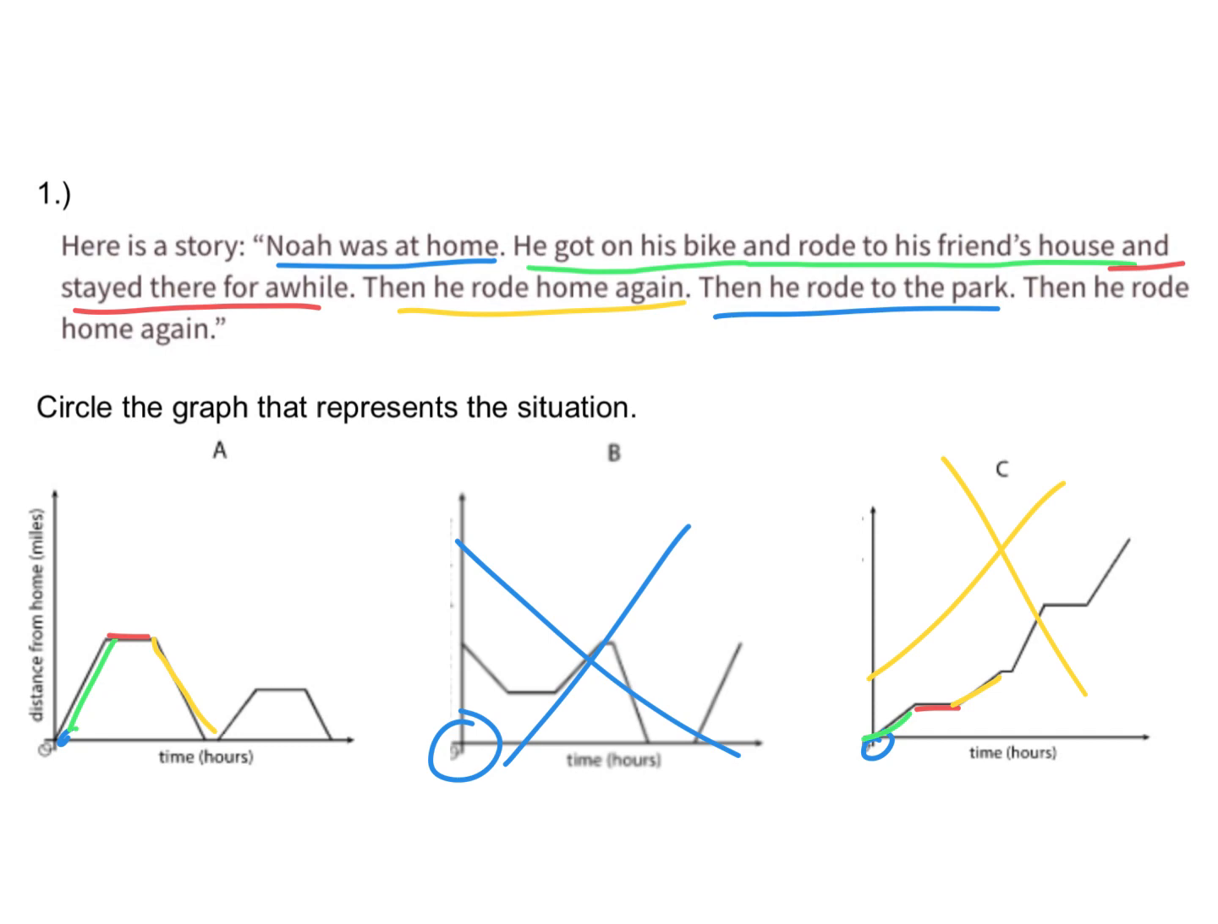Then he rode to the park. Okay, so that would be here, riding to the park. And then he rode home again. That would be here. So it didn't really mention this part here, that he stayed at the park for a while, but for sure, graph C is out because there is no return to start. So final answer, A.